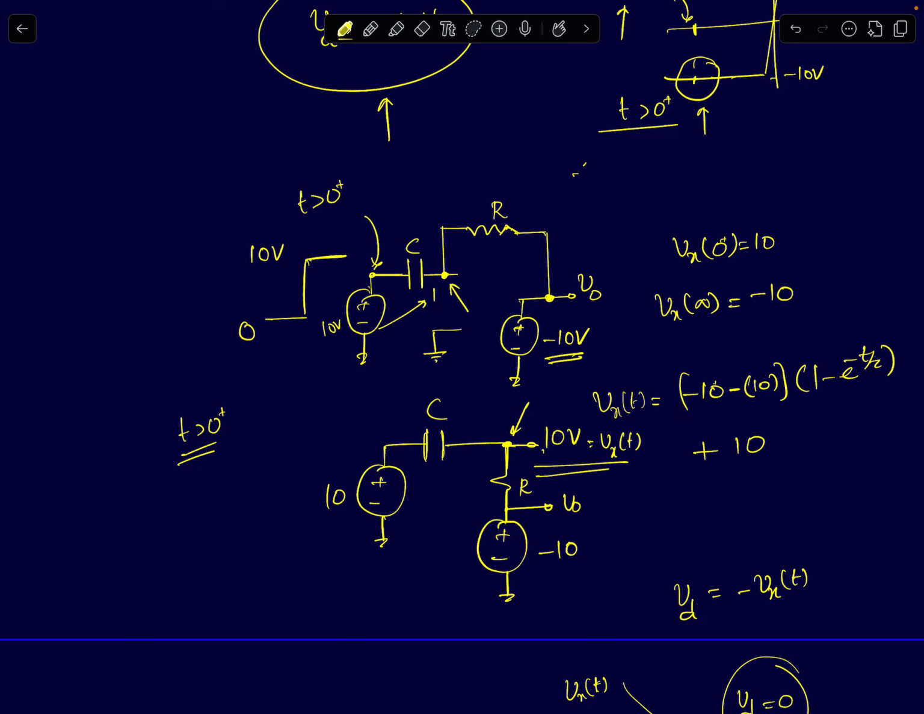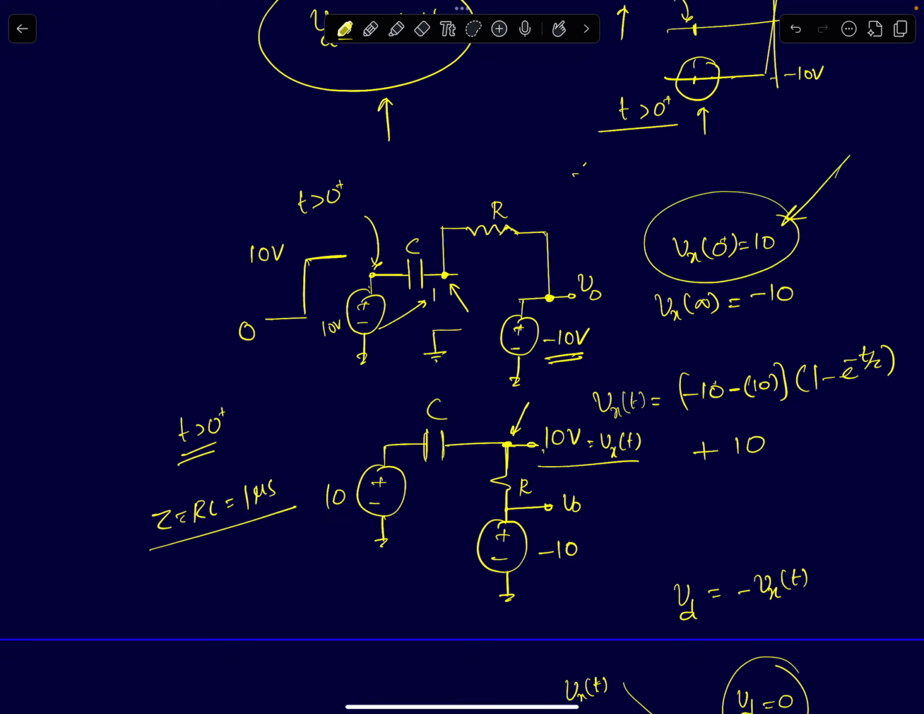So how do you find the voltage Vx of t? The circuit reduces to a simple first order RC circuit. And we know whenever there is a first order RC circuit, if you want to find any node voltage, you need to know its final value, its initial value, and the time constant. The time constant in the circuit is simply RC, which is 1 microsecond. And the initial value of Vx of t, Vx of 0, is 10 volts.